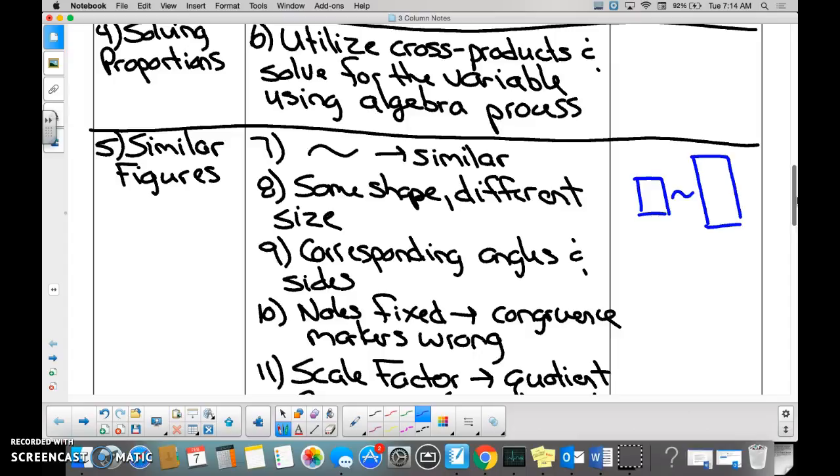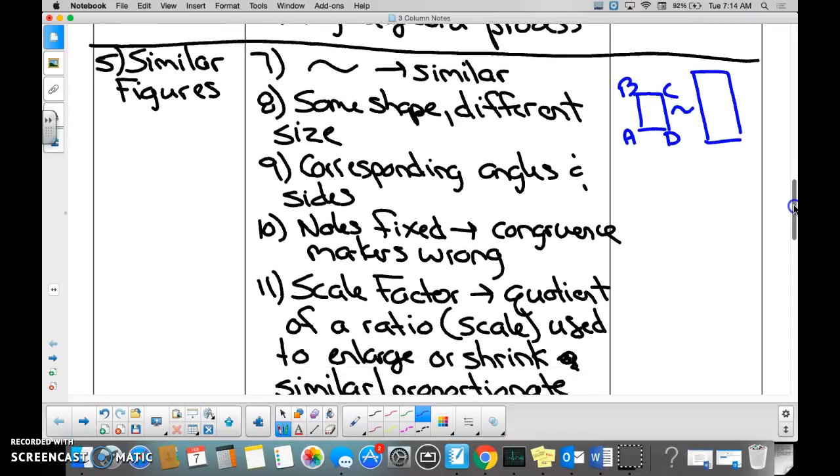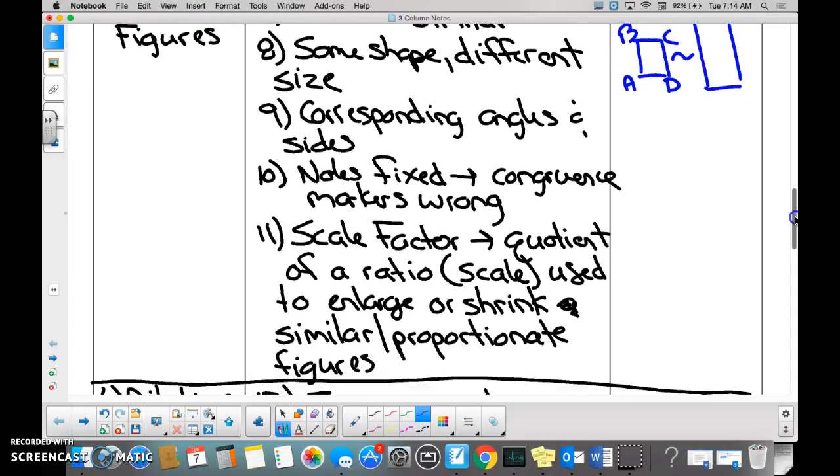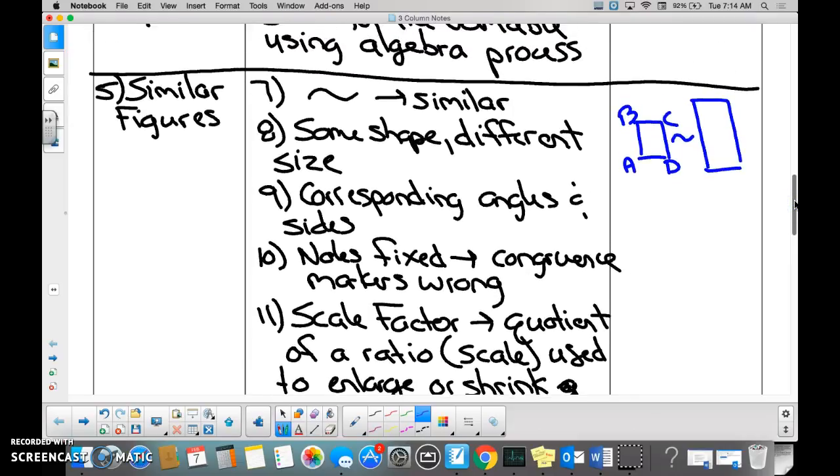So if this is A, B, C, and D, A, B, C, and D, hold on a second, just let me check something here. Make sure we have everything that I need to have.